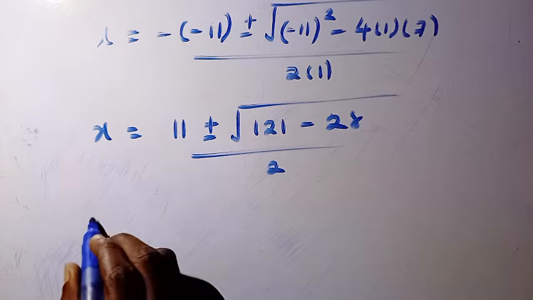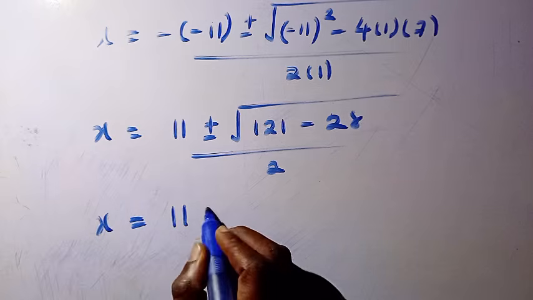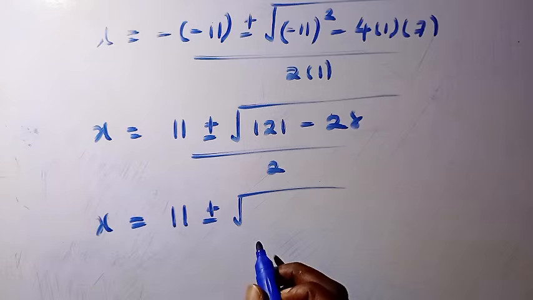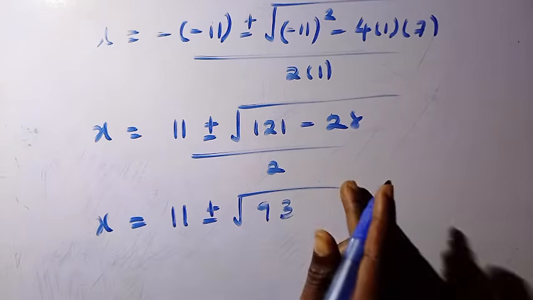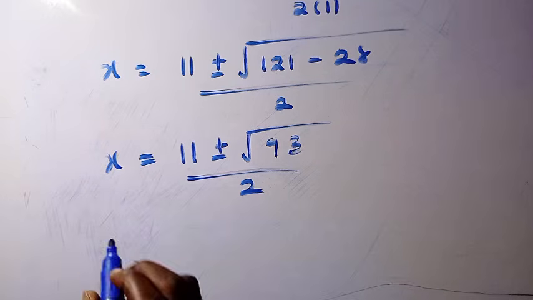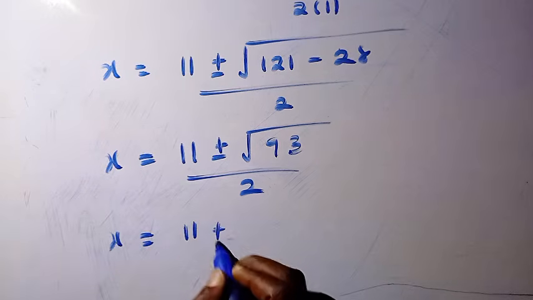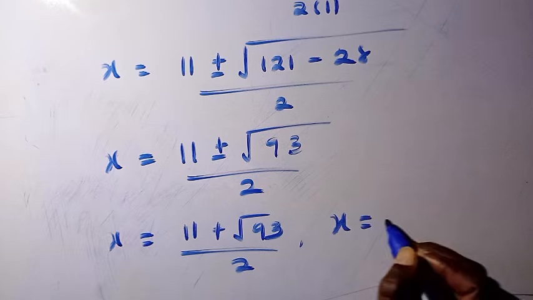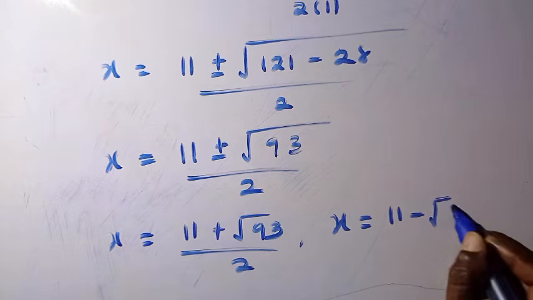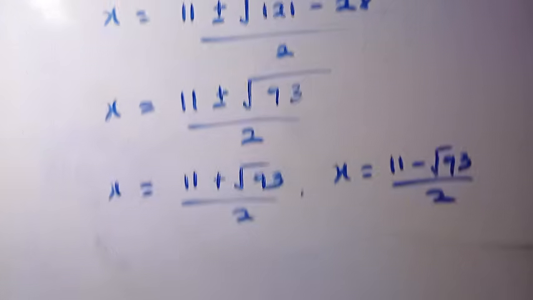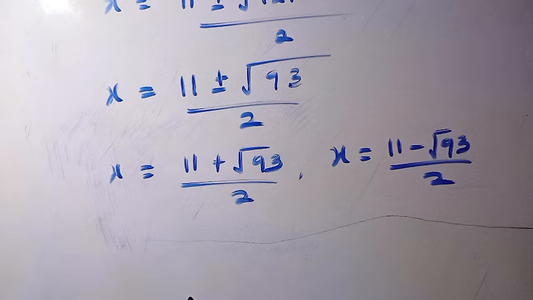So we now have x equals 11 plus or minus square root of 121 minus 28. This gives us 93, then divided by 2. Let's leave this in short form: x equals 11 plus square root of 93 divided by 2, or x equals 11 minus square root of 93 divided by 2. We get the values of x and let's verify, because we need to get f of 11.